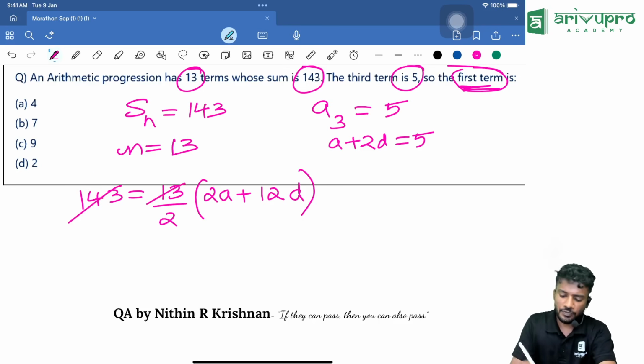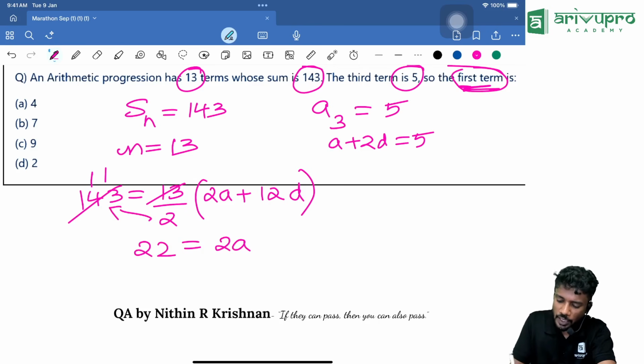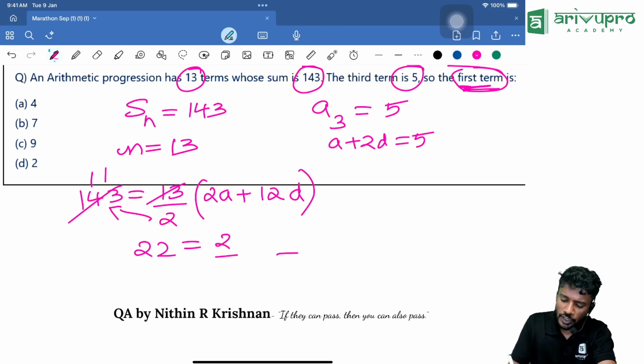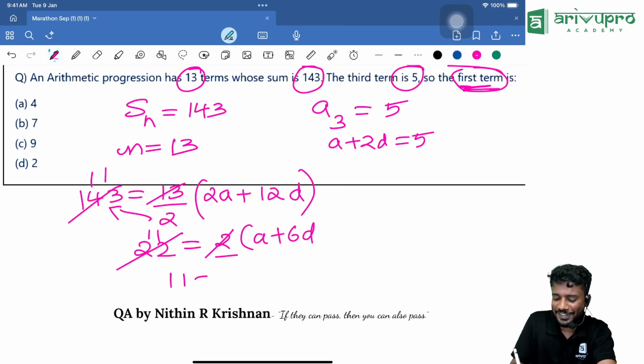How much is it? 11. So cross multiply this, it will become 22 is equal to 2a plus 12d. Now if I take a 2 common from both of this, it will become what? 2 into a plus 6d. That means 2 and 2 will get cancelled off. What is remaining? 11 is equal to a plus 6d.